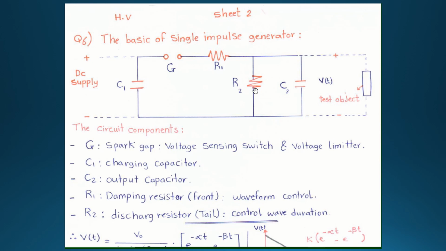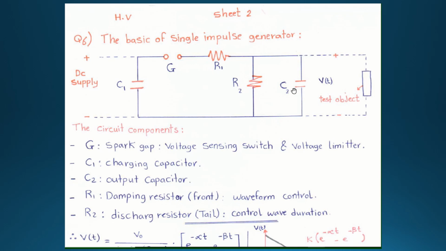Now let's look at C2. What is the main duty of C2? It is the capacitance of the connecting leads. There are a lot of connecting leads in a single stage impulse generator. C2 is basically a parasitic capacitance.